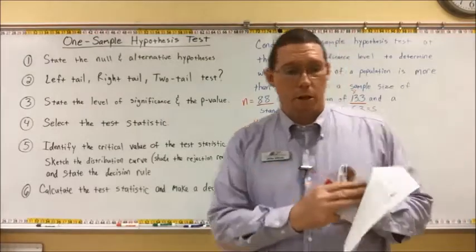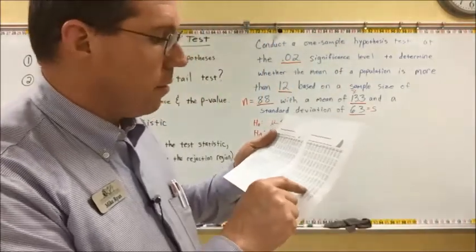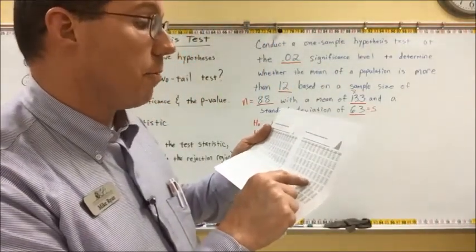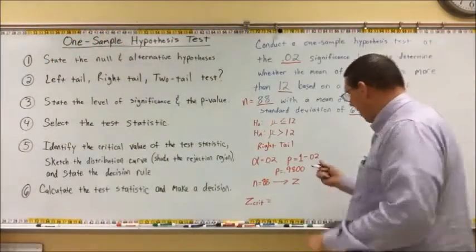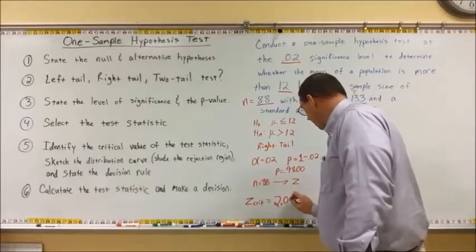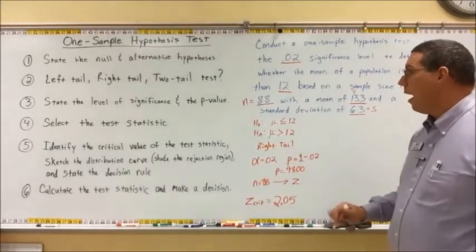So here's my z table, and I'm going to look down here somewhere, look up 0.9800. All right, there's 0.9803, 0.9798, that's closer. 0.9798 is at 2.05. So my critical z value is 2.05. Okay? And now that I have my critical z value, I can sketch the distribution curve.